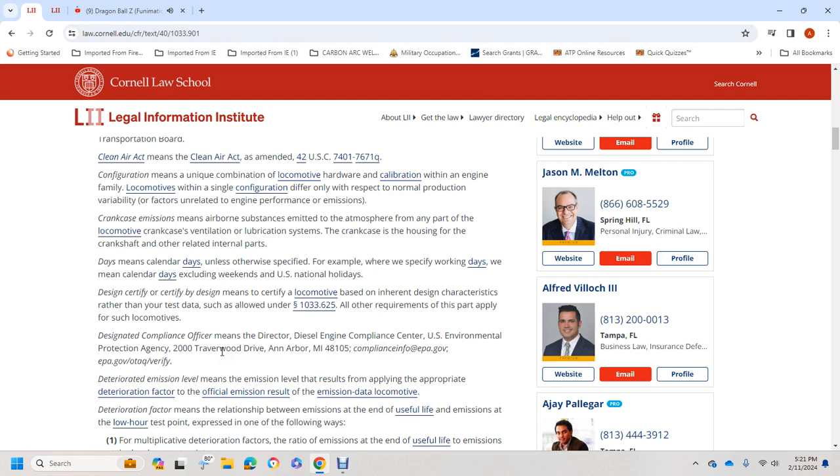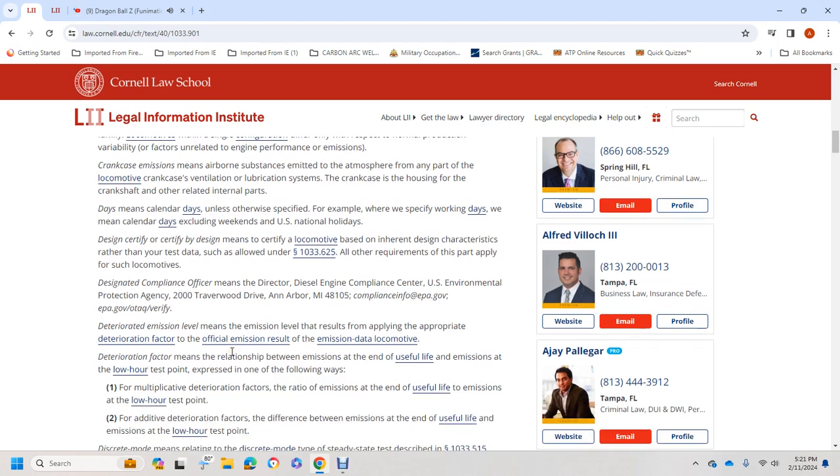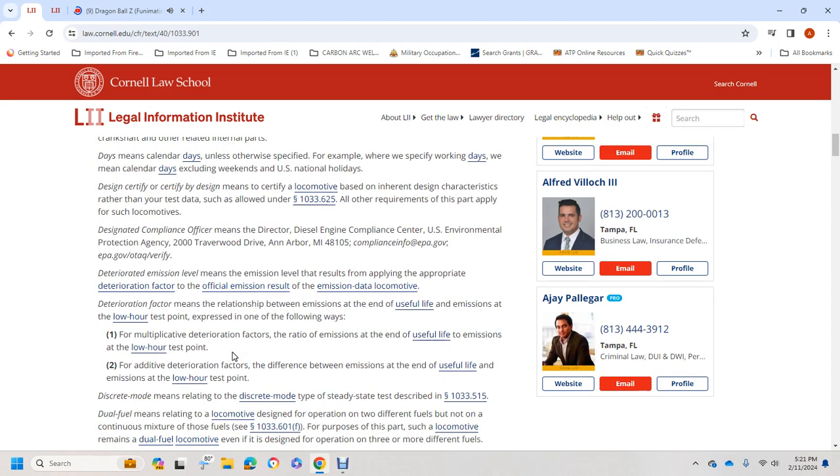Verified deteriorated emission level means the emission level that results from applying an appropriate deterioration factor to the official emission result of the emission data locomotive. Deterioration factor means the relationship between emissions at the end of the useful life and emissions at the low-hour test point, expressed in one of the following ways. One, for multiplicative deterioration factor, the ratio of emissions at the end of the useful life to emissions at the low-hour test point. Two, for additive deterioration factor, the difference between the emissions at the end of the useful life and the emissions at the low-hour test point.